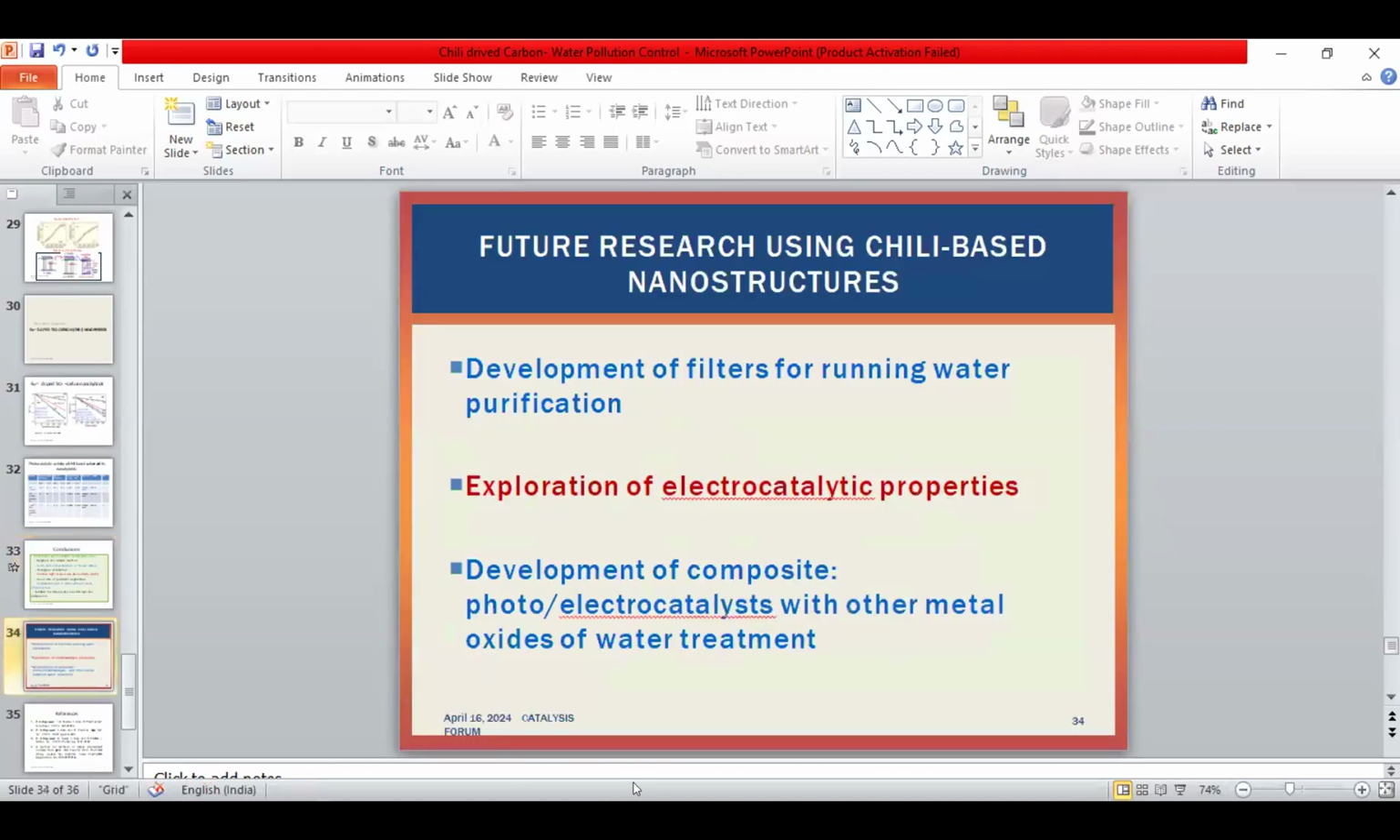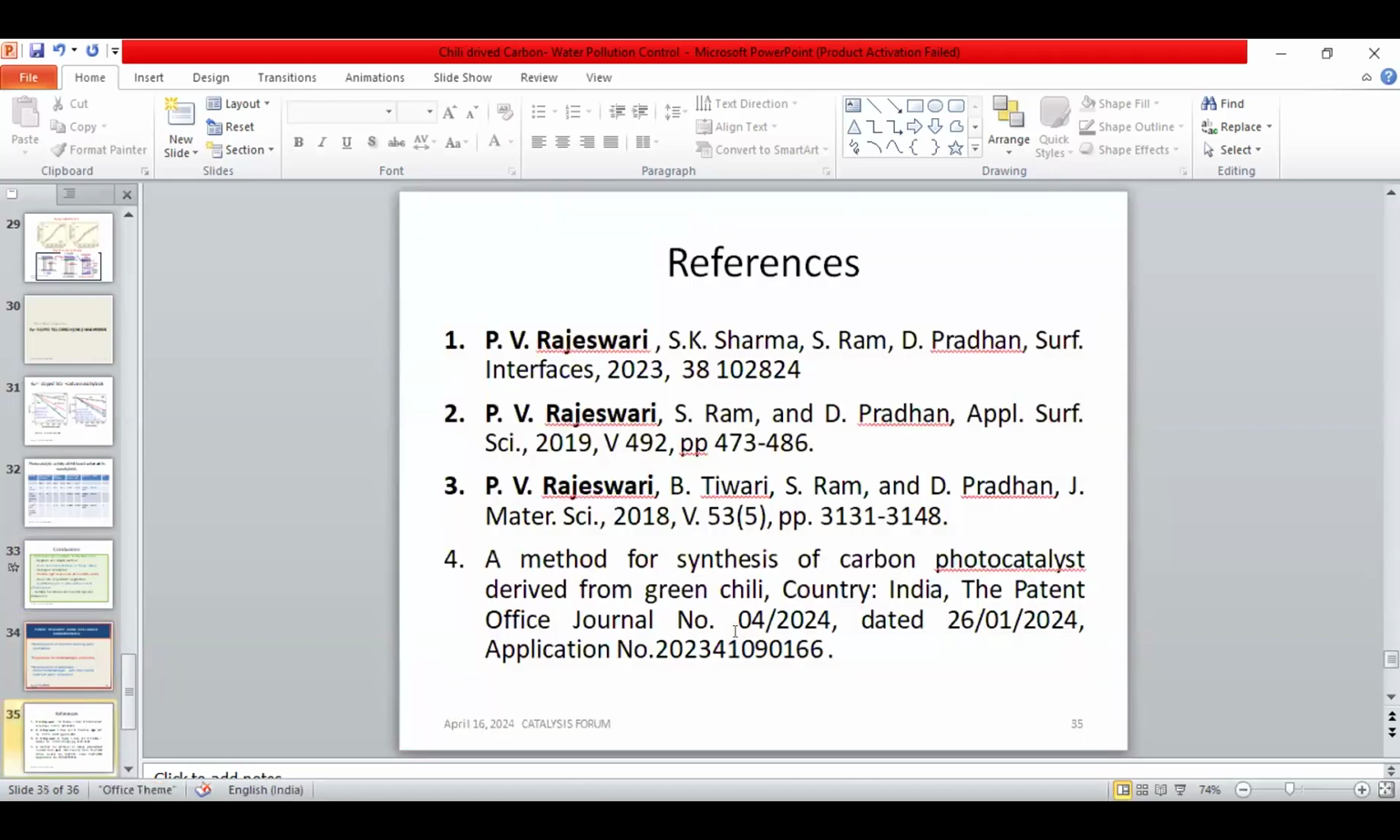The future research with this chili-based nanostructures is that we are interested in preparing filters for running water purification, and we want to explore the electrocatalytic properties, and we want to have some composites other than TiO2, some other metal oxides. So these are the references from which I have taken the data.